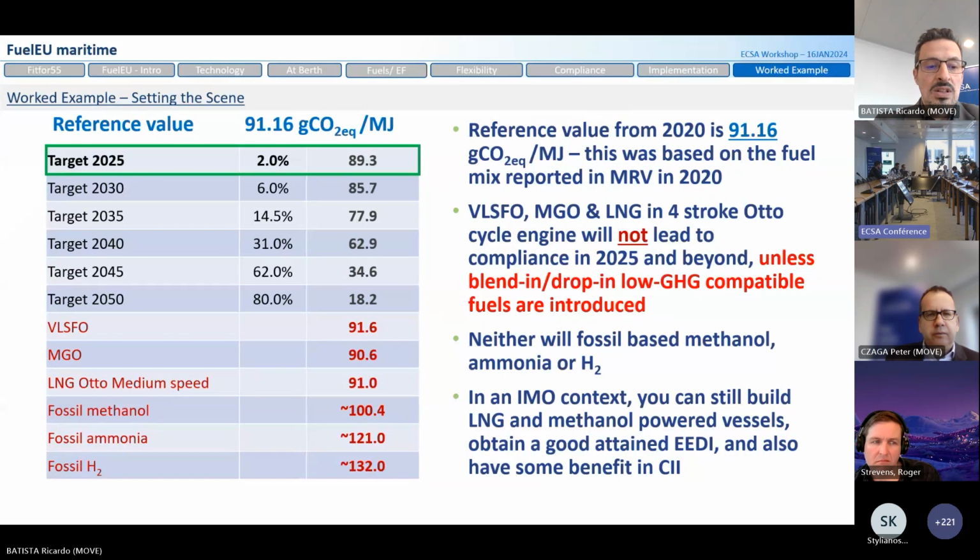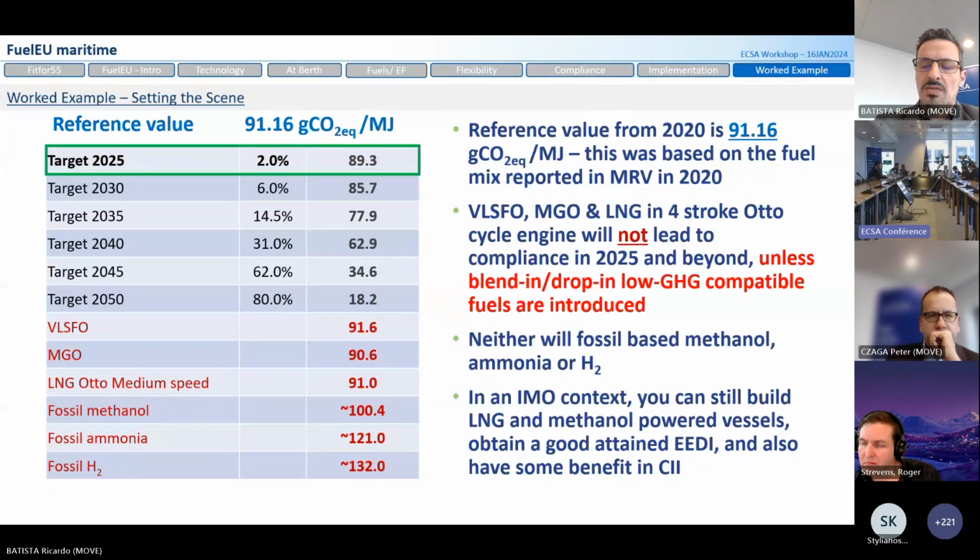And then you see that only using methanol, ammonia, or hydrogen wouldn't necessarily drive you in the right course for compliance, especially if you use fossil-based versions of these fuels. And this is the practical effect of a well-to-wake calculation framework. As I mentioned, the reference values are based on the fuel mix reported in MRV in 2020, where we ran FuelEU calculations for greenhouse gas intensity.